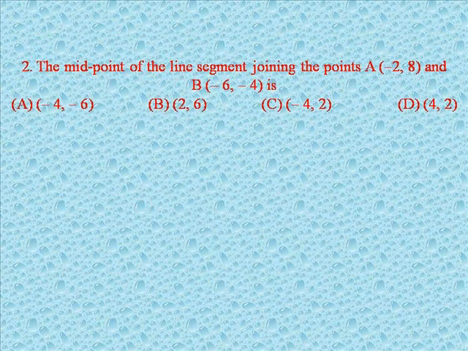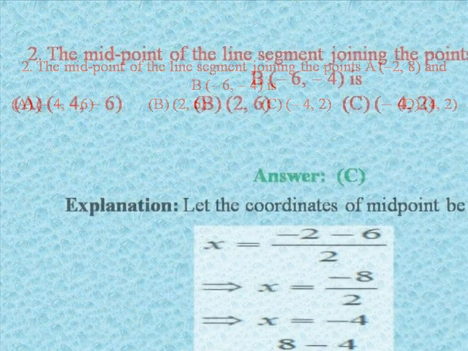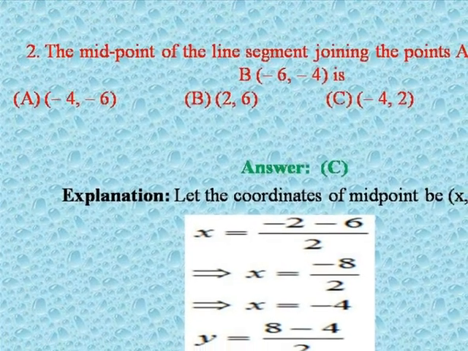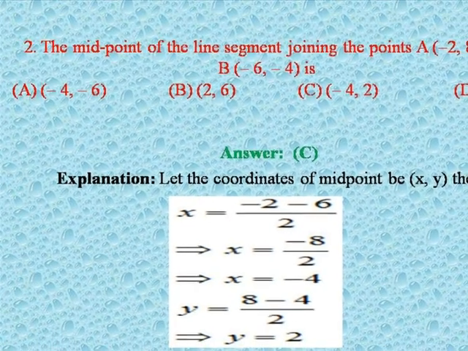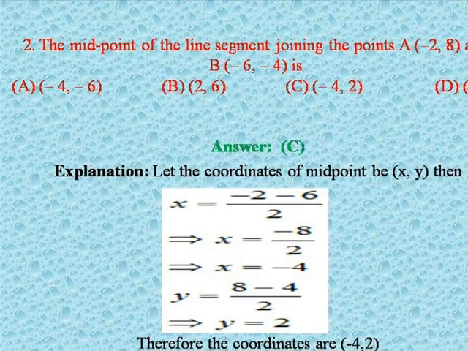Question number 2. The midpoint of the line segment joining the points A(-2, 8) and B(-6, -4) is. You have four options. Let me show you the answer. Answer is option C, that is (-4, 2). You have the explanation.